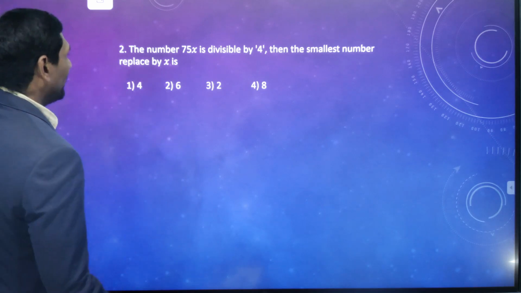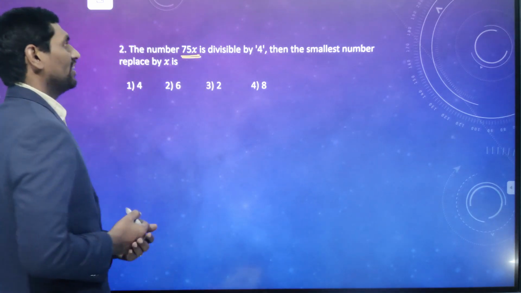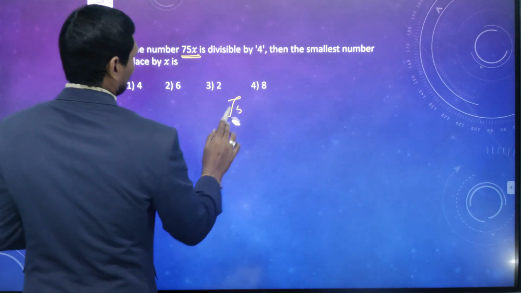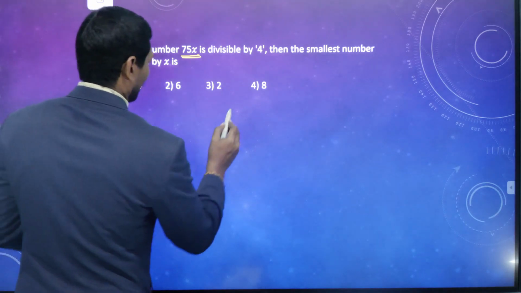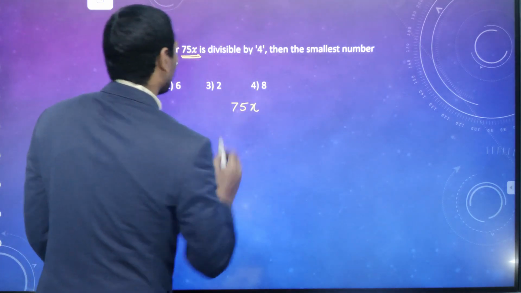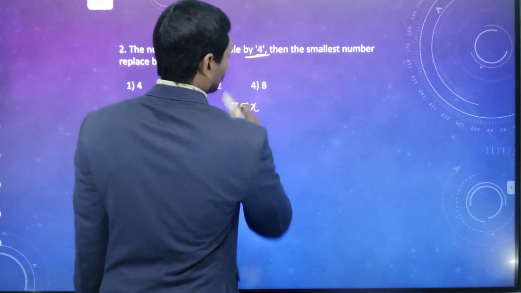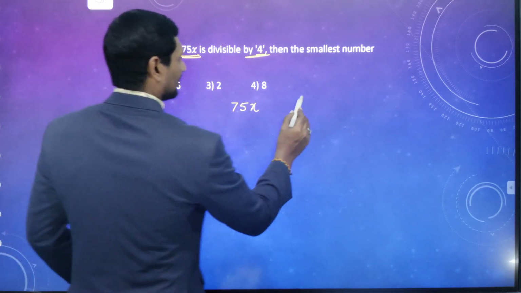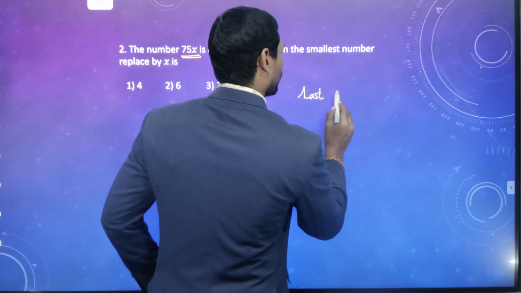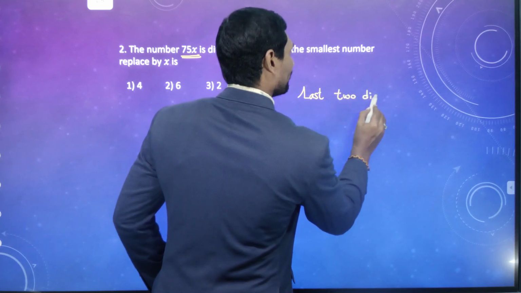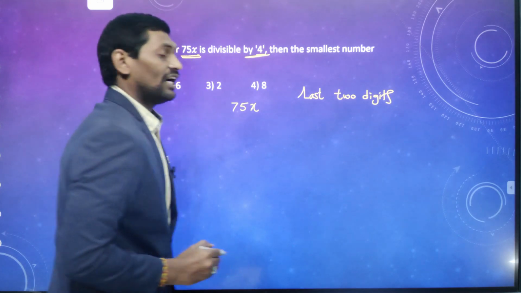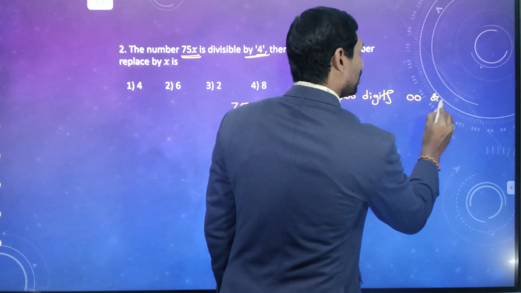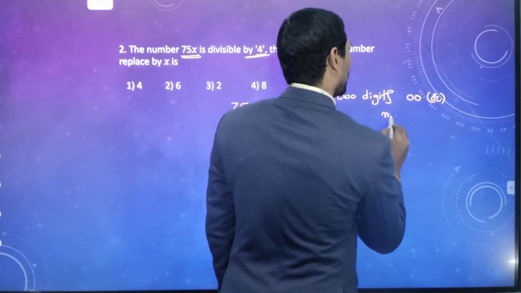Again, missing letter, missing digit. The number 75x we can consider as a 3-digit number. 75x is a 3-digit number, divisible by 4. What is the divisibility rule for 4? The divisibility rule for 4 is: the last 2 digits of a number are zeros, or both the digits form a number that is a multiple of 4, or divisible by 4.